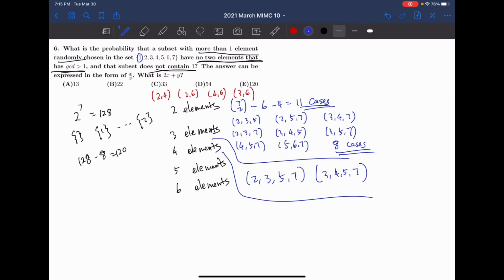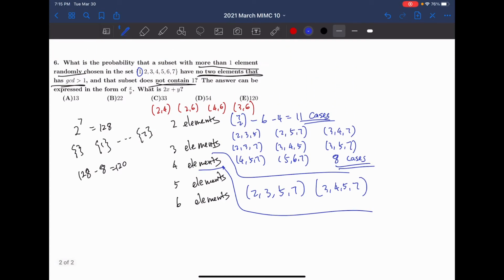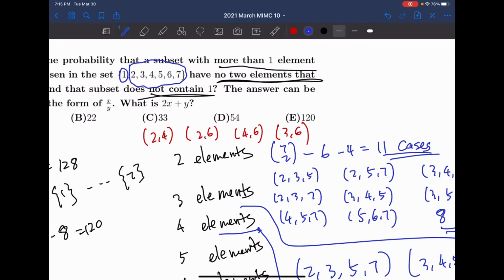Notice that 5 elements would just be kicking out one of these from this 6 element set. We notice that if we want to kick out 2, then there will be these present. If we want to kick out 3, there will be these present. If we want to kick out 4, there will be these present. If we want to kick out 5, then all of these will be present. And if we want to kick out 6, then these would be present. So if we want to kick out 7, then all of these will be present.